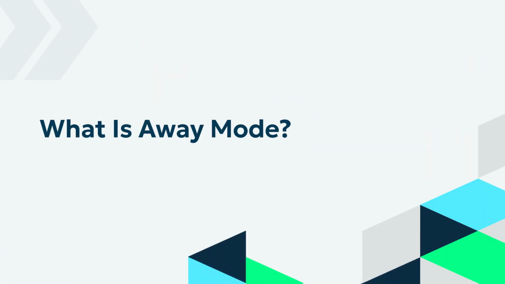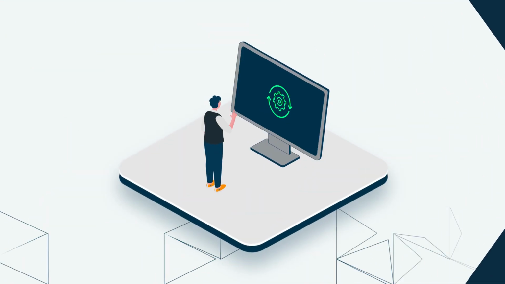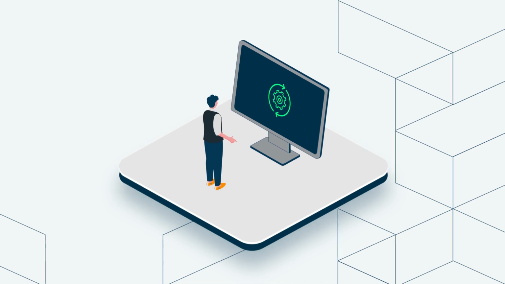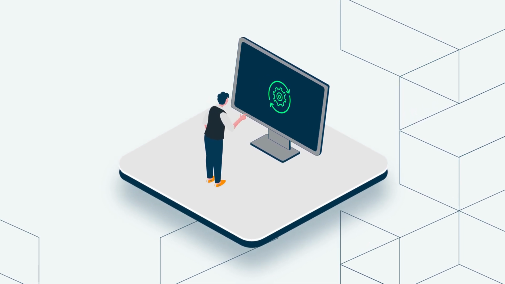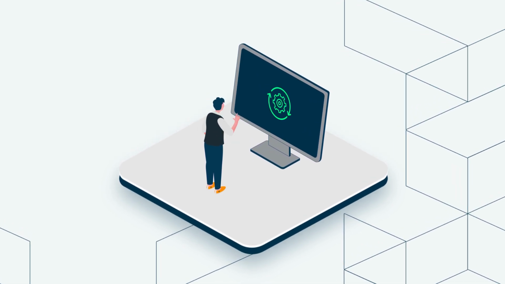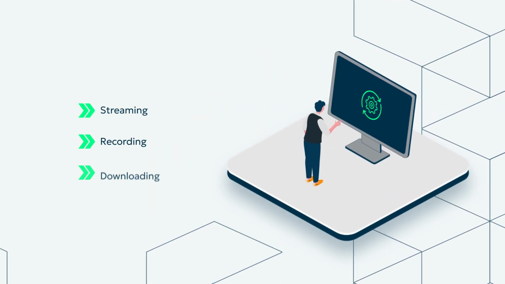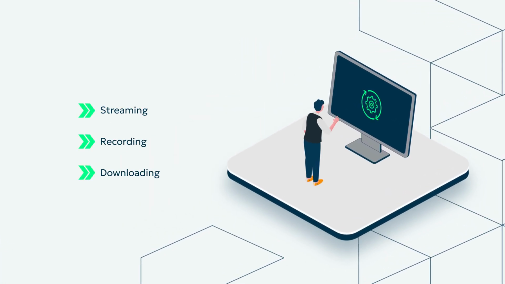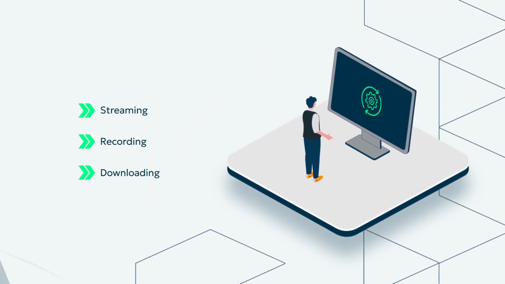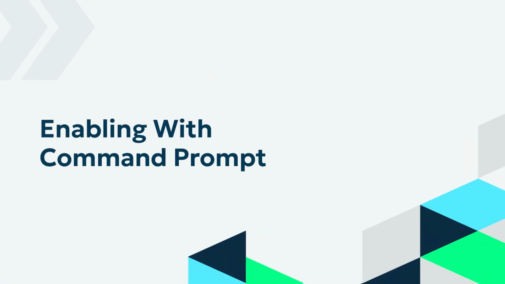What is Away Mode? Away Mode is a hidden power setting in Windows that lets your PC look asleep while still running key background tasks. It's mainly used in media scenarios such as streaming, recording, or downloading, where you want the screen off but the system's still active.